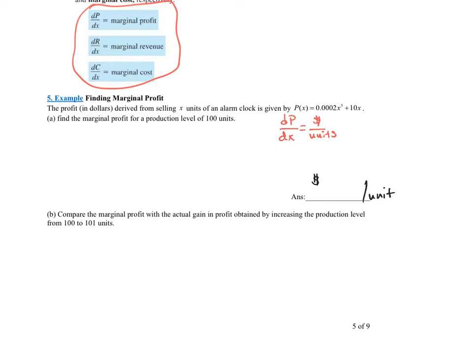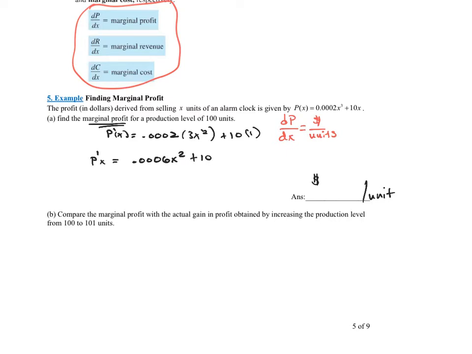Okay, so let's see what this is. What we need to do is first find the marginal profit, P prime of X. To find that, we find the derivative of the profit function. Well, the profit function is 0.0002 X cubed plus 10X. The derivative of that would be 0.0002, the coefficient, times the derivative of X cubed, which is 3X squared using the power rule, plus 10, the coefficient, times the derivative of X, which is just 1. So this would be 0.0006 X squared plus 10.